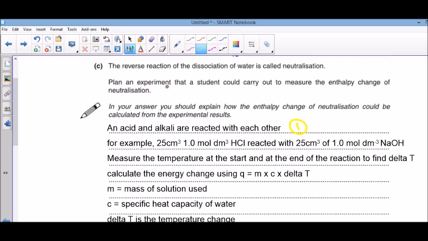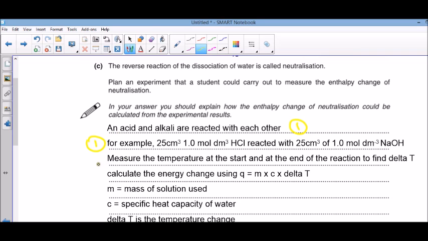So it says plan an experiment. So you've got to think, if I was going to measure the enthalpy change of neutralization, then what would I do? You can't talk in general terms because you're planning an experiment. So it's 1 mark for actually stating the amount of the acid and alkali.